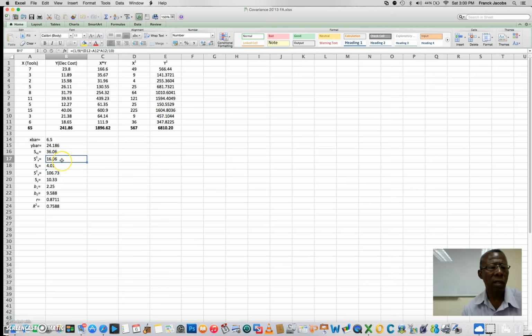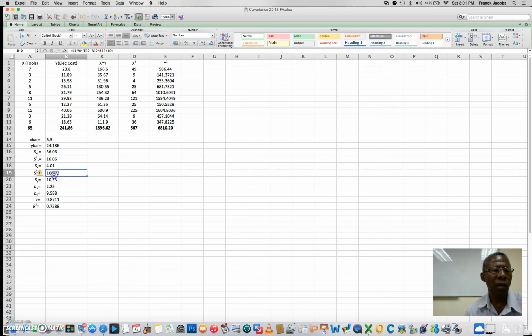That calculates the variance. The standard deviation of the x values would be obtained by finding the square root of this value. So in this cell you put square root, open brackets, and in parentheses you put the cell address where the variance is calculated, which is B17. So square root, open brackets, B17, close brackets, gives you the standard deviation of the x values.